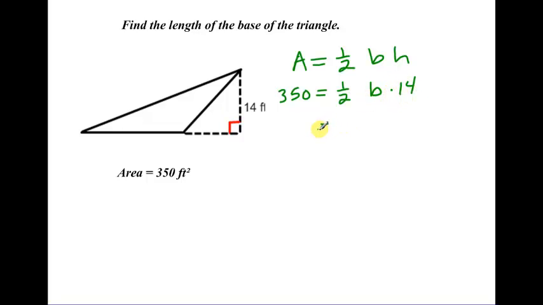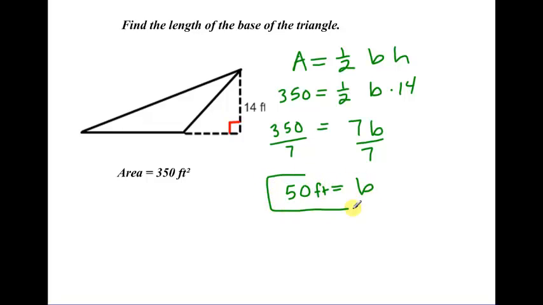So just a little cleanup over here. What's half of 14? I'm going to just say that's 7 times the base. Okay, bringing everything down, I'm just going to divide by 7. You guys know how to do this. So it looks like 50 is my base length, and that is a length. It's 50 feet from the units of the problem. The base would be 50 feet.